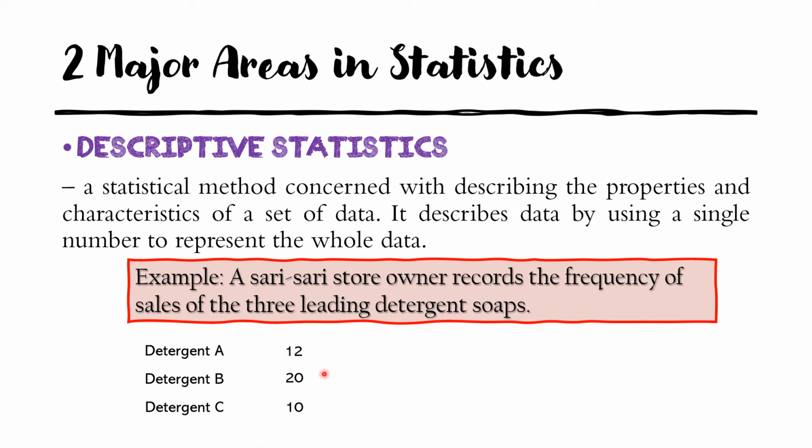So these numbers can describe each data here. So 20 is a number describing the sales of detergent B. So how can we describe this? The description here is detergent B has the most number of frequency of sales. Detergent C has the least number of frequency of sales. Or detergent B is the most in-demand detergent soap in the place of the sari-sari store owner. So we are just using the numbers in describing the set of data. Okay, so that's about descriptive statistics. Now let's proceed to the second major area.